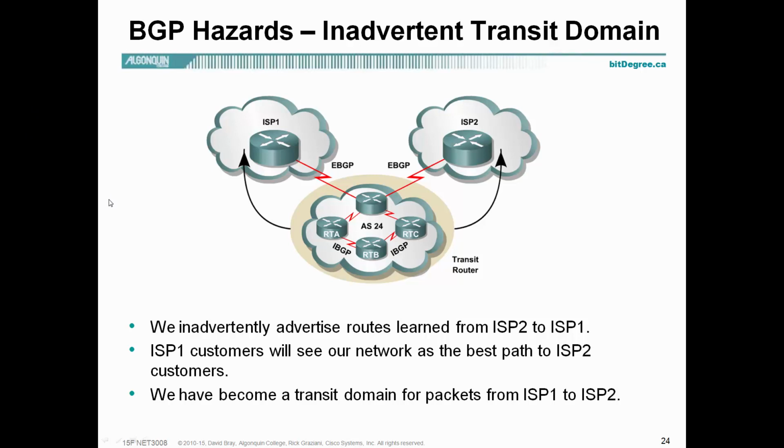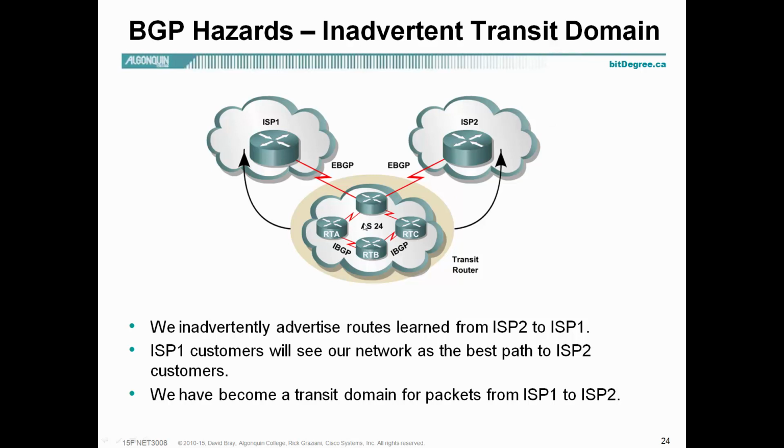So earlier we were talking about being a non-transit versus a transit network. I had already alluded to this, but this is my final slide in this introductory overview lecture. If you do inadvertently advertise routes learned, let's say, from the right side here, ISP2, towards ISP1, well, then ISP1 and its customers will see possibly our AS24 network as being the best path towards ISP2 or its customers, and all of a sudden now we'll be carrying transit traffic.